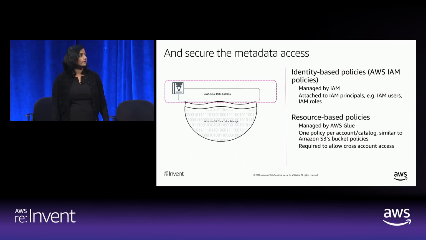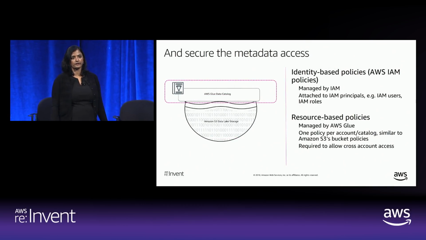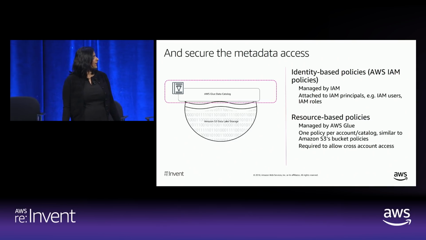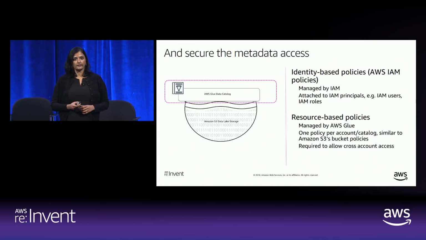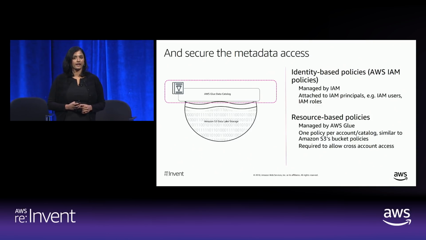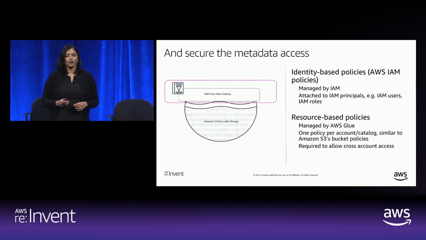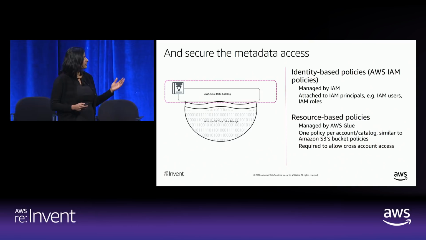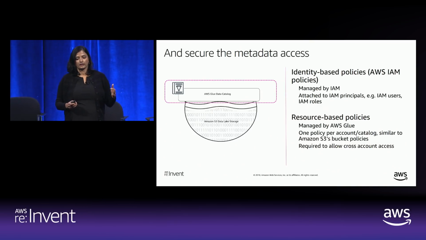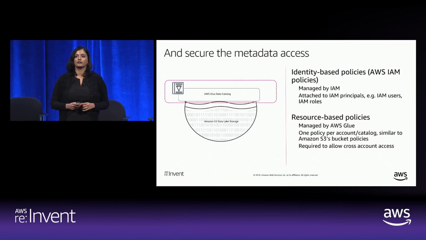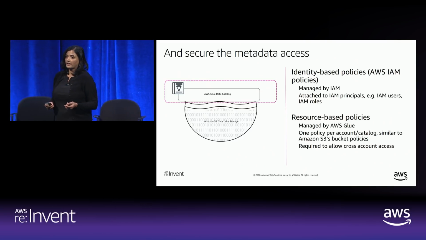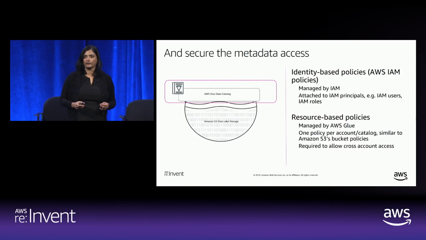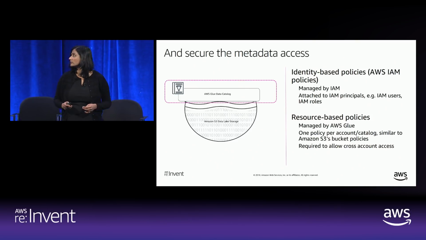You should also be securing the metadata that points to this data. And AWS Glue allows you to add IAM-based user policies for scoping down access to this metadata. Or you can also use the resource-based policies that are managed by AWS Glue, which are similar to the S3 bucket policies, to scope down the access to this metadata. You have one policy per catalog, and you can also enable cross-account access using resource-based policies in AWS Glue.